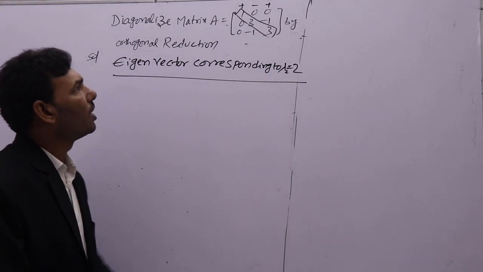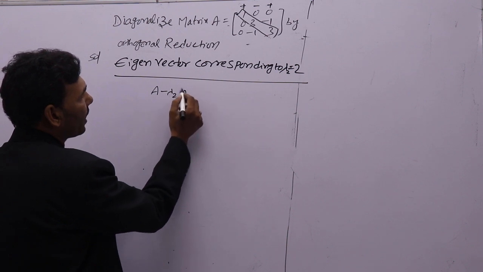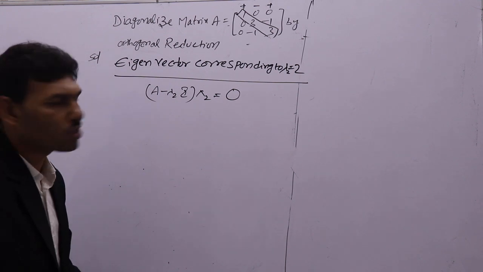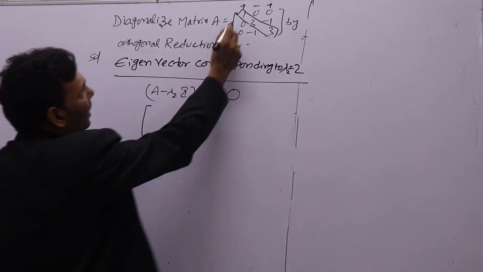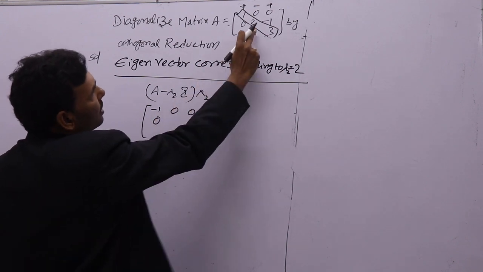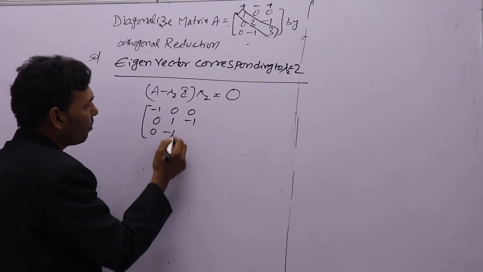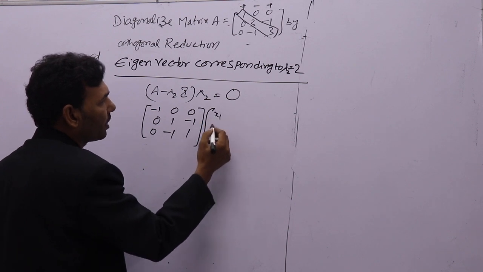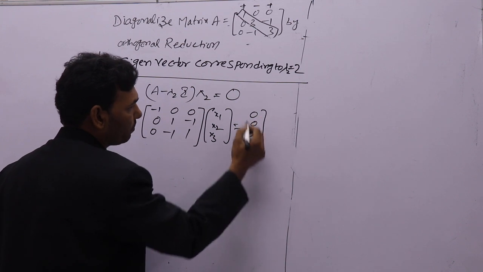Eigenvector corresponding to lambda 2 equal to 2. Again a similar procedure as we did for the previous one. Like that we need to solve this homogeneous system for a non-zero solution. Now subtract 2 from the diagonal. If we subtract 2 from the diagonal: 1 minus 2 minus 1 0 0 0, 3 minus 2 1 minus 1 0 minus 1 3 minus 2 1, times x1 x2 x3 equal to 0 0 0.